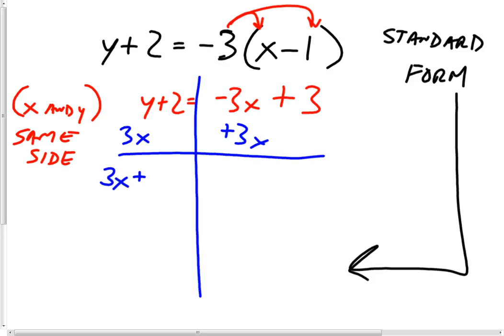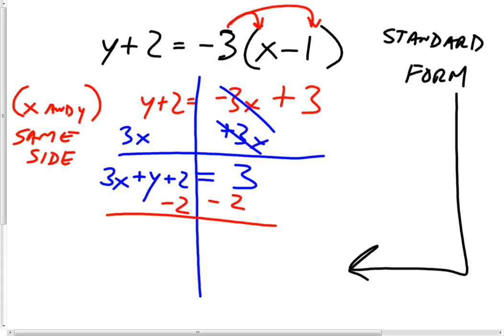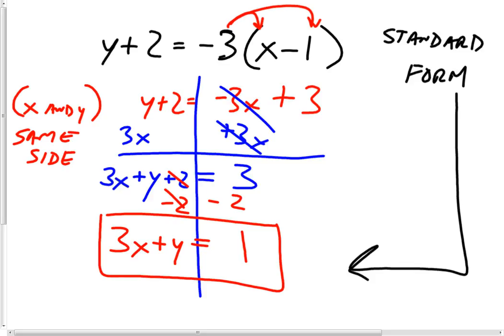The y or the 2? We still have the 2 there. What's left on the right-hand side? We got 3. We're almost there. What needs to be moved still? We don't want that 2 there. We just want the x's and y's on that side. We are left with 3x plus y. This goes away. What's left over there? Just 1. That is what standard form considers.